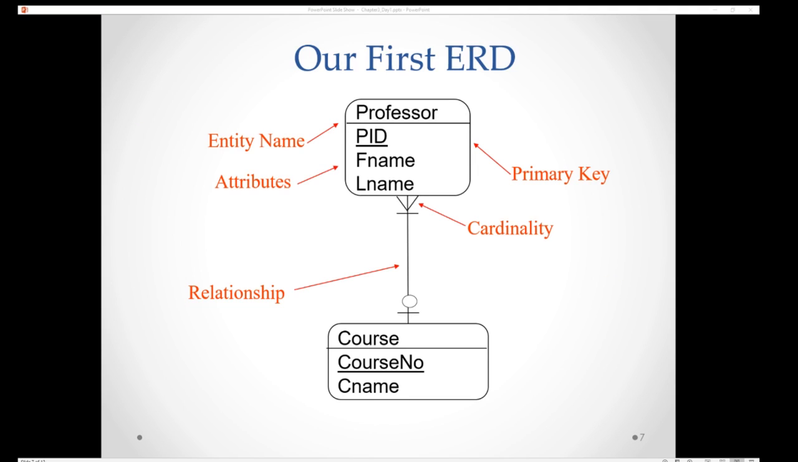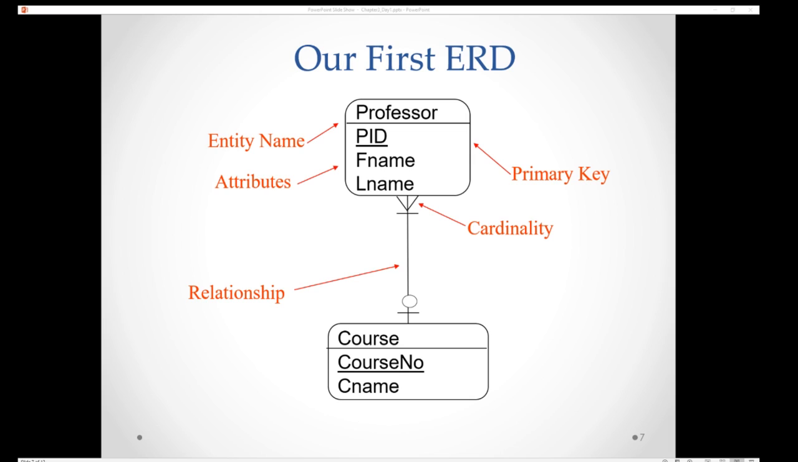Here's an example of a simple entity relationship diagram. It has two entities, course and professor. Notice that each entity has different attributes, and the primary key, or the unique identifier of the entity, is underlined. The relationship is indicated by a connection between the entities. The only piece of information that we haven't yet addressed on this diagram is what's referred to as the cardinality. This is what defines the relationship.